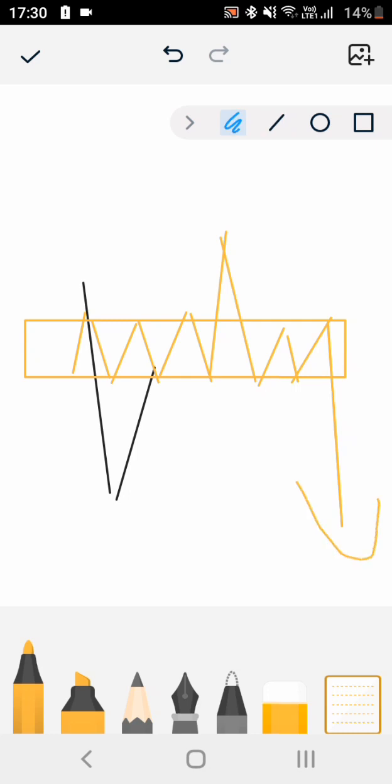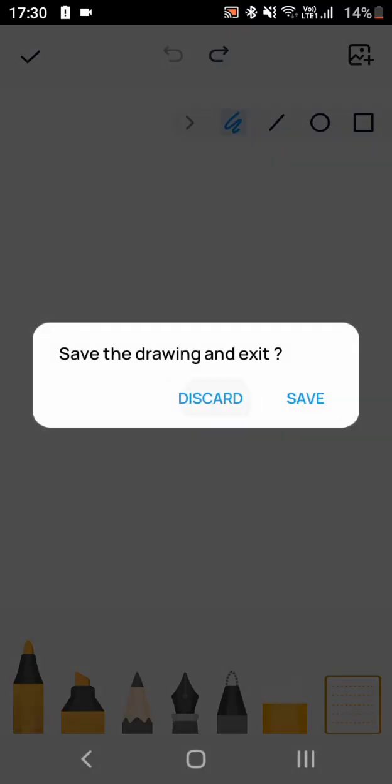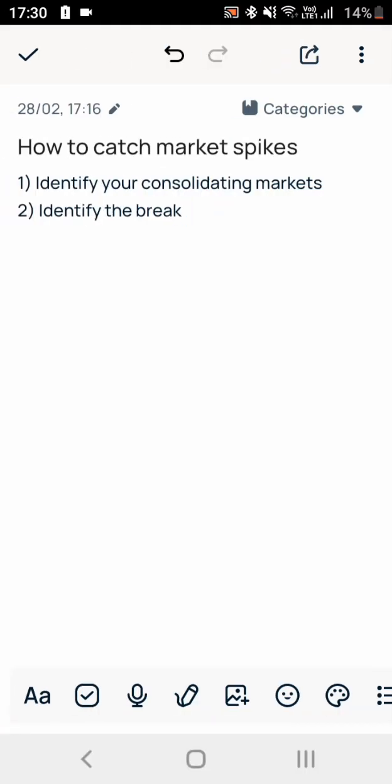So that is it, guys. The same is true for the opposite side. So that is all you need to do to identify and catch those big spikes. Number one, identify your consolidating markets, and number two, identify the break. You can use this to confirm your higher time frame hypothesis, or you can use it to confirm what you think the higher time frame is going to do.